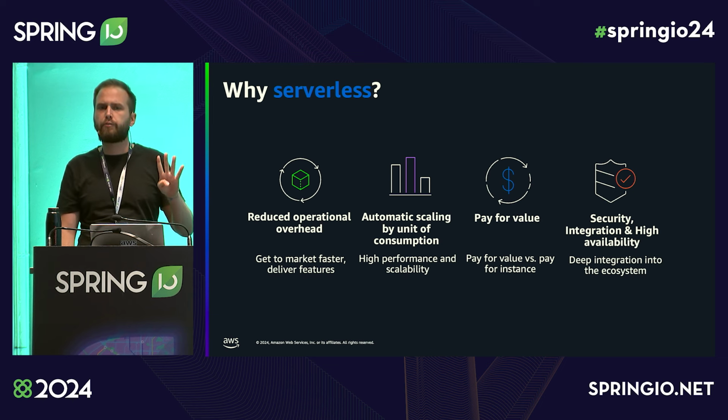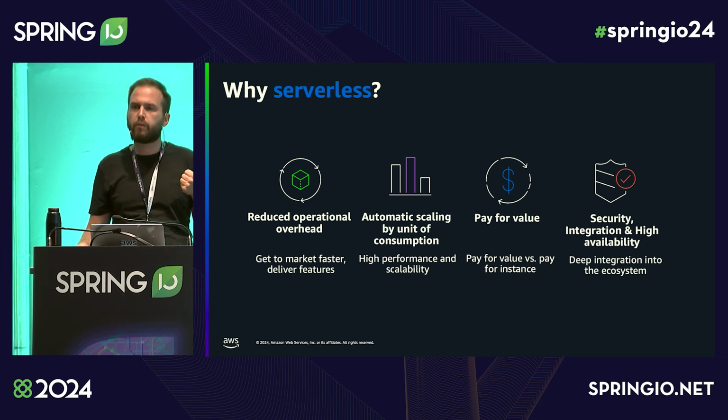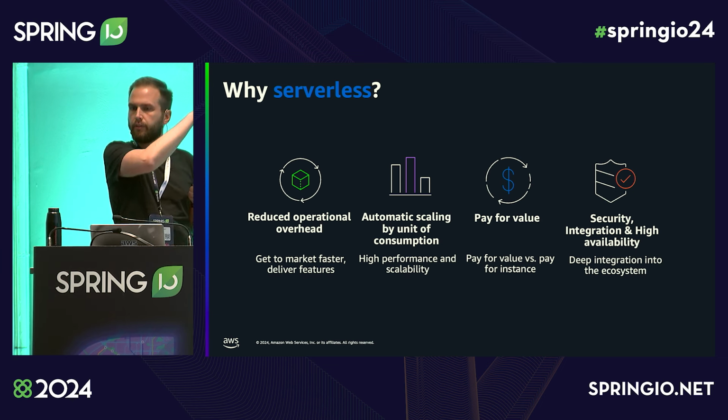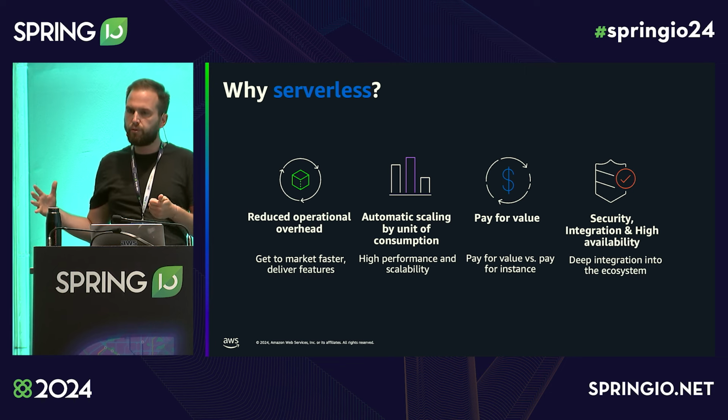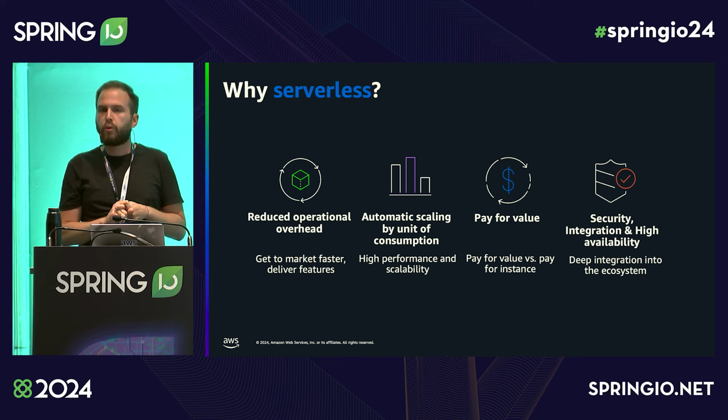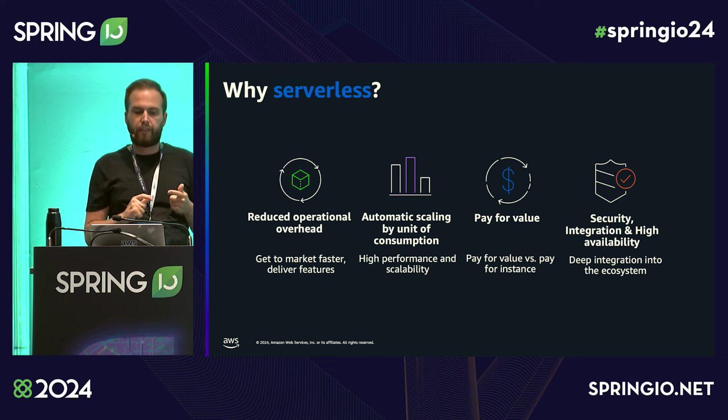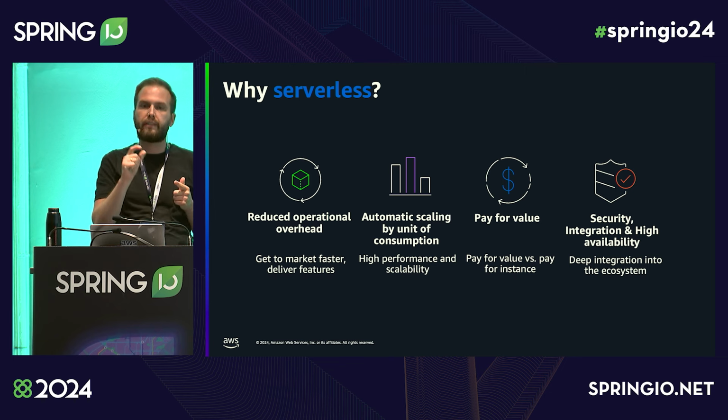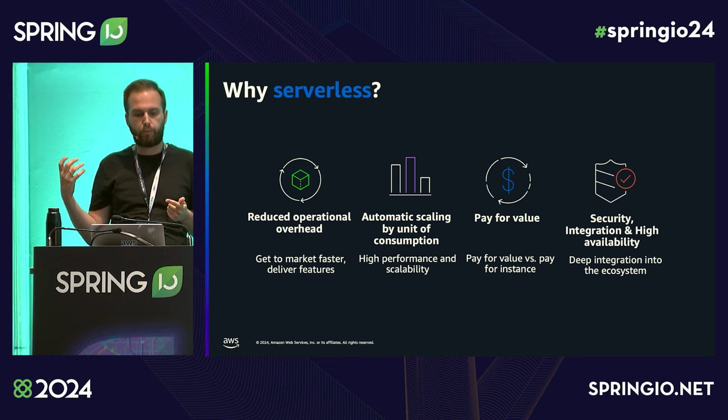And the promise is mainly 4 things. So first, we want to reduce our operational overhead. All the things that we have seen to manage, can we reduce that somehow? Second, we want to have automatic and fine-granular scaling as good as possible, so really scale on the unit of consumption that we need.